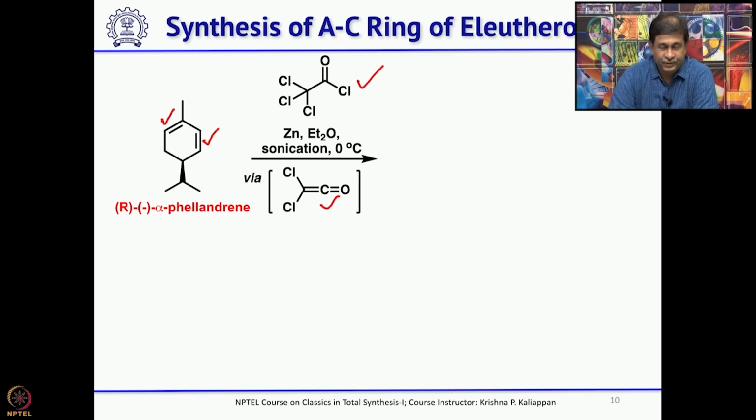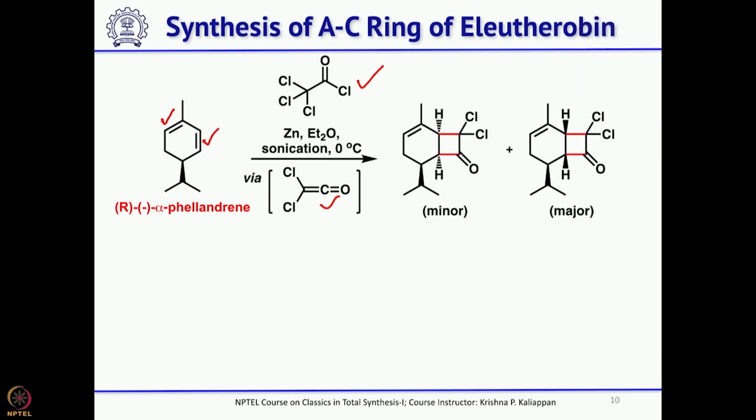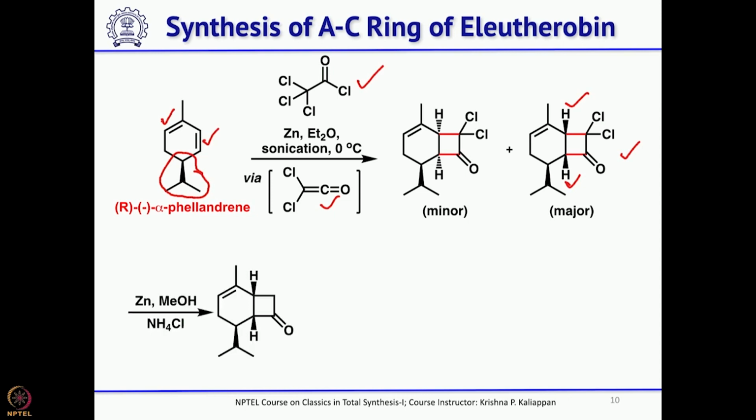So, once you do this reaction, what you get is a mixture of two isomers. Because of the presence of the bulky isopropyl group in the beta position, this dichloroketene will come only from the alpha side. Okay. So, when it approaches from the alpha side, these two hydrogens will be beta. So, this is the major product. Once you have this, the two chlorines can be easily exchanged with hydrogen by treatment with zinc and methanol. So, zinc methanol removes the two chlorines.